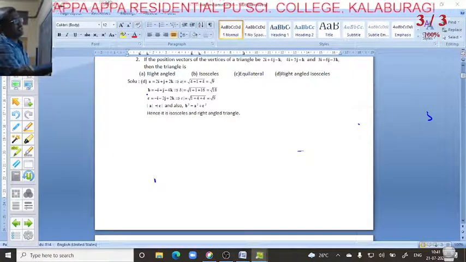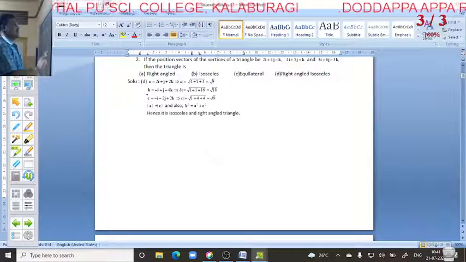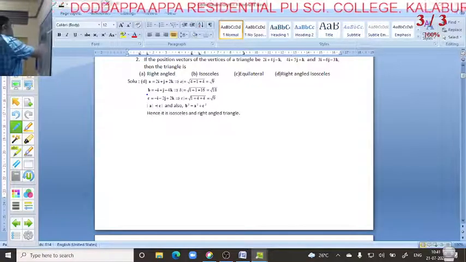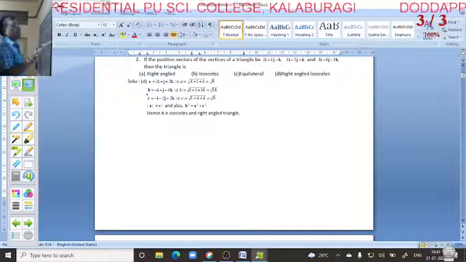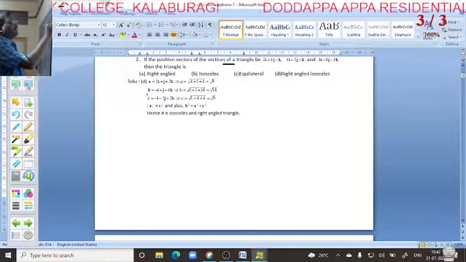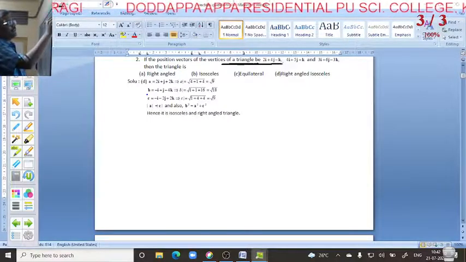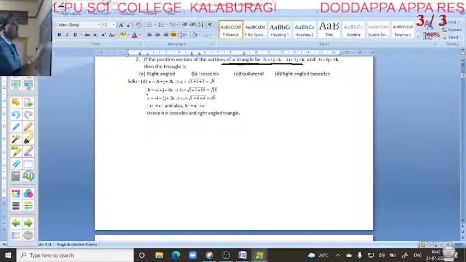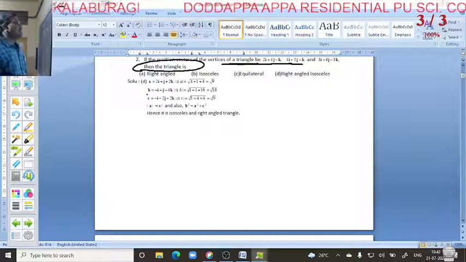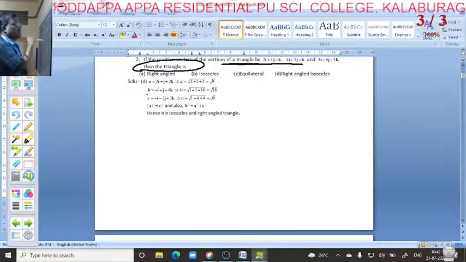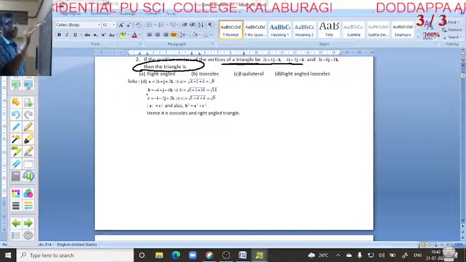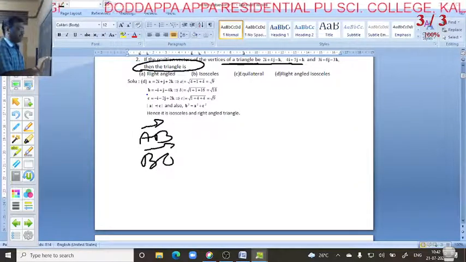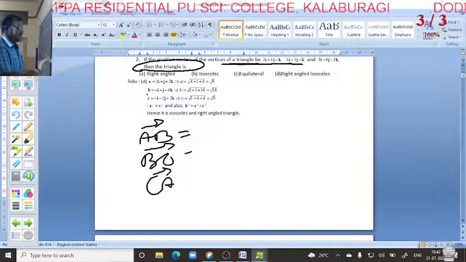Here you have to find out the position vectors of the vertices of a triangle: 2i plus 4j minus k, 4i plus 5j plus k and 3i plus 6j minus 3k. Then the triangle is. So here you can find vector AB first, and vector BC and vector CA. You have to find out these three values.